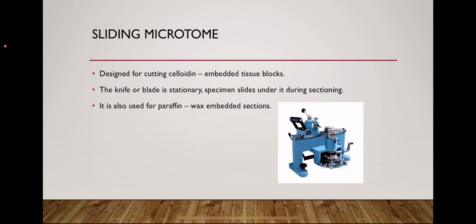And the next is sliding microtome. It is designed for cutting celloidin embedded tissue blocks. The knife or blade is stationary and the specimen slides under it during sectioning. It is also used for paraffin wax embedded sections.